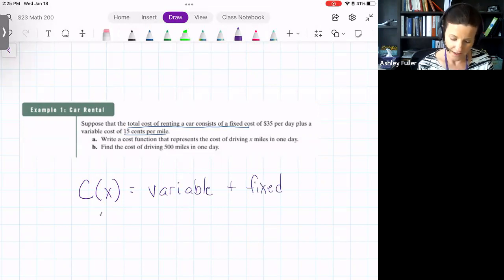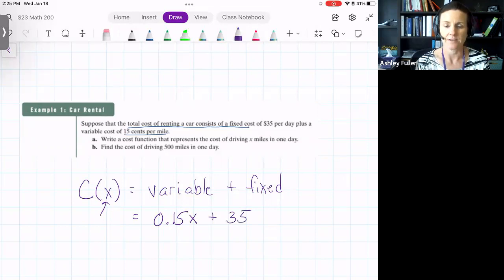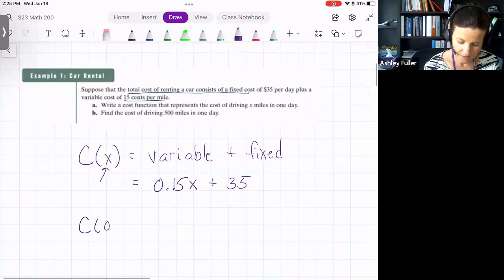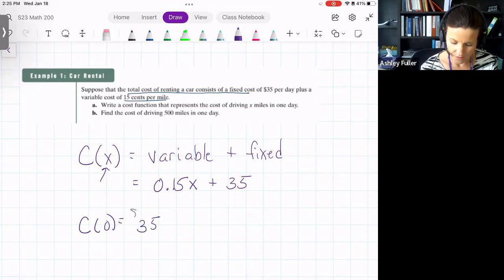In this case, we're defining the amount we drive based on x. And we know that that variable cost is going to be 15 cents per mile plus the fixed cost, which in this case is $35. Notice that if we don't drive at all, so C of 0, that value is going to be 35. If I rent the car and it just sits in my driveway, I'm still going to pay $35.